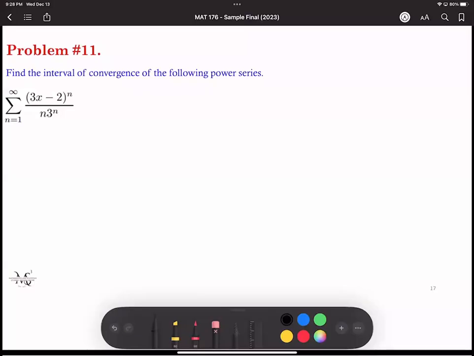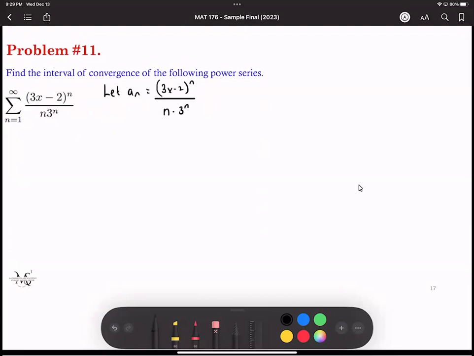All right, so number 11 says we have to find the interval of convergence of the following power series. So what I do is I make a couple of statements. I'll say let a_n be equal to (3x - 2)^n over n times 3^n. Okay?